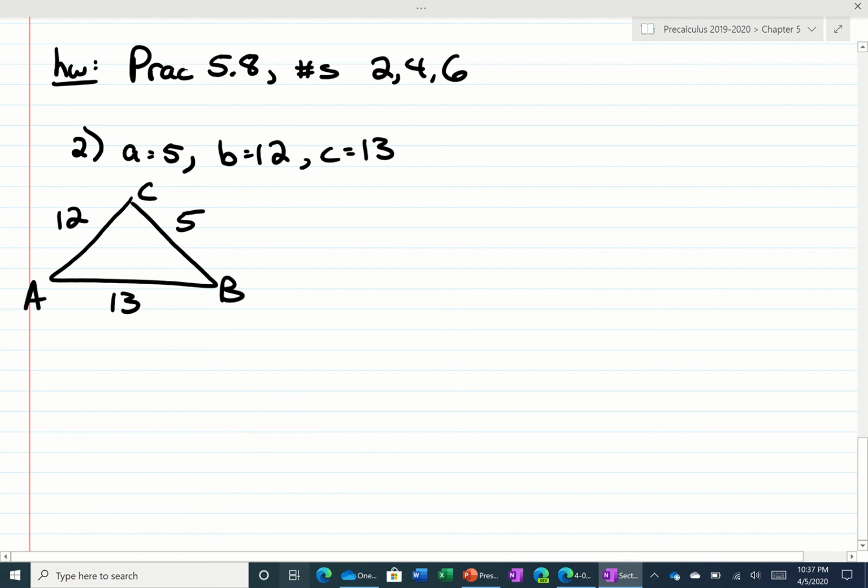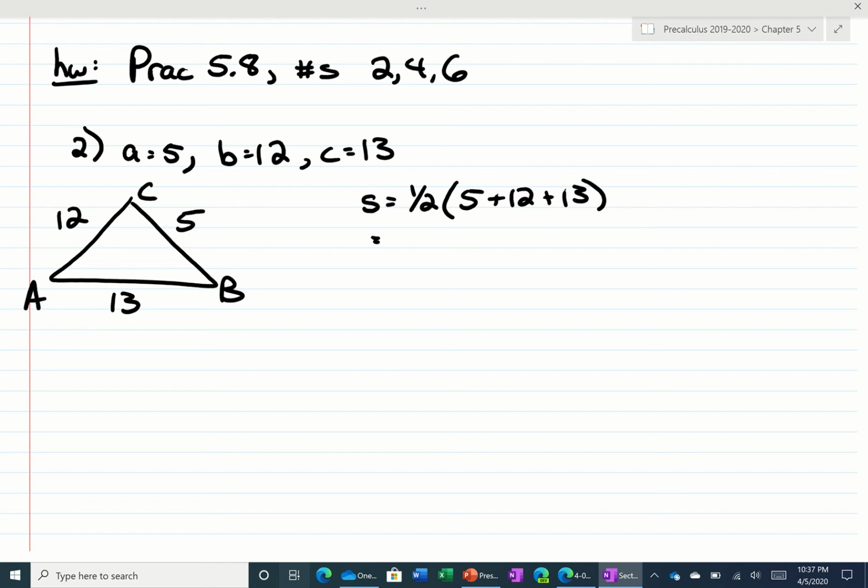All right, so we have 3 sides. What I'm going to do first is figure out what S is by doing 1/2 of 5 plus 12 plus 13. And if we do that, 0.5 times 5 plus 12 plus 13, that's 15.